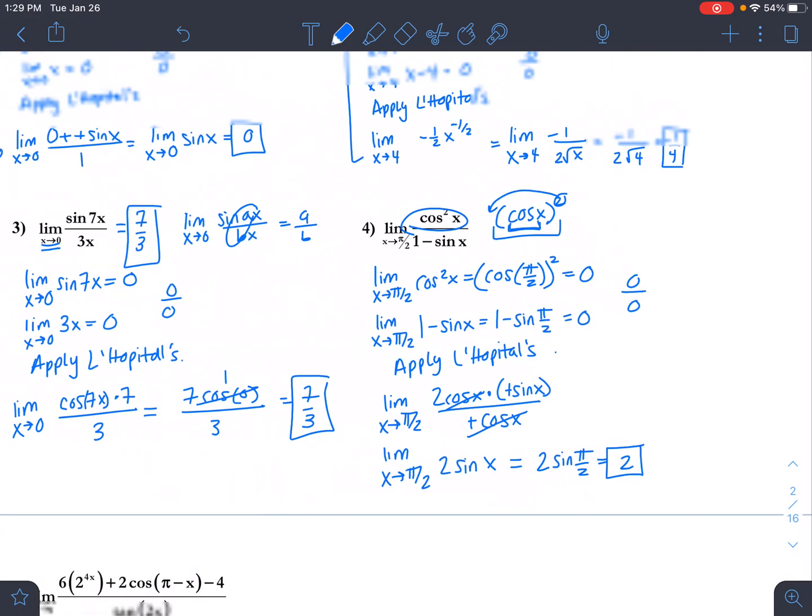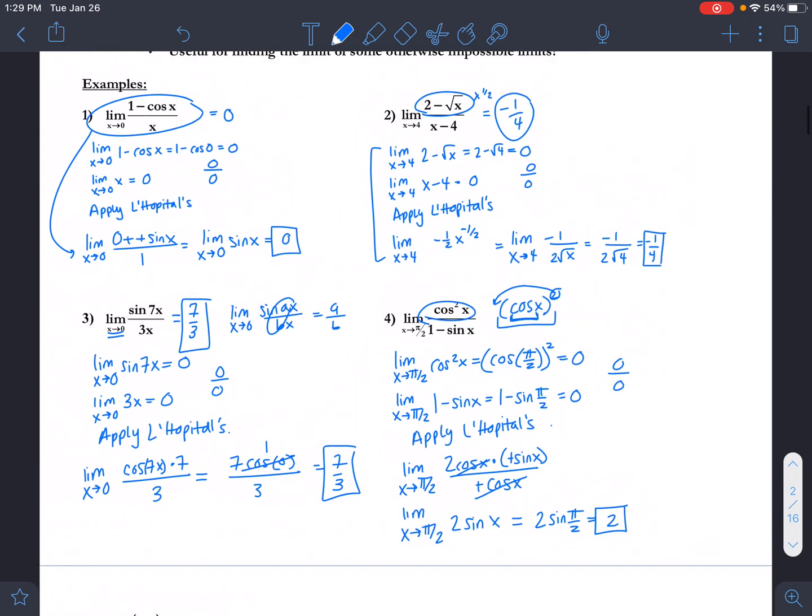All right, so that is L'Hopital so far. Again, we're checking numerator, denominator, showing our work for those limits. Might as well practice for FRQs and getting our answer. But notice the answer is not typically 0, right? Negative 1/4, 2, 7/3. So don't expect that it's going to be 0 for any reason.